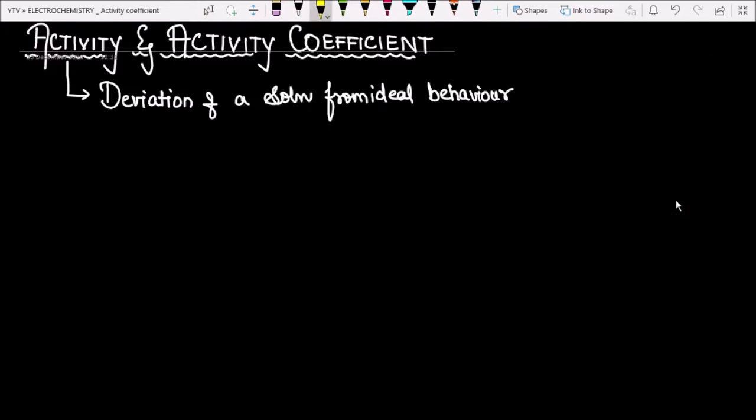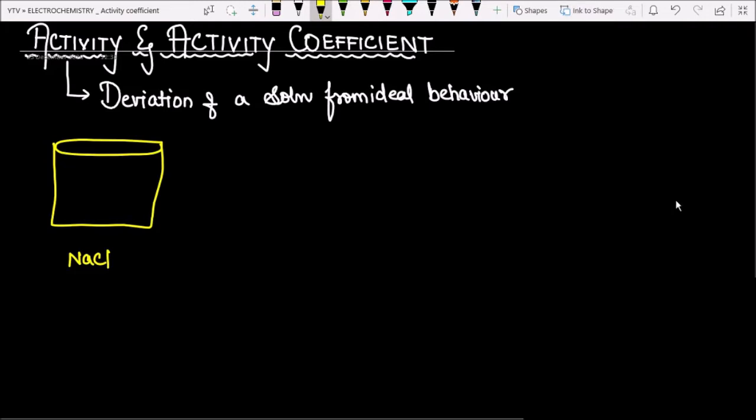Now let's say I have a beaker. Let's take two conditions. In the first condition, I have a beaker in which I am taking NaCl solution. Usually whenever we talk about activity, we talk in terms of molality. In electrochemistry we prefer to talk in terms of molality than molarity. Now what is the difference? Molality is represented by small m.